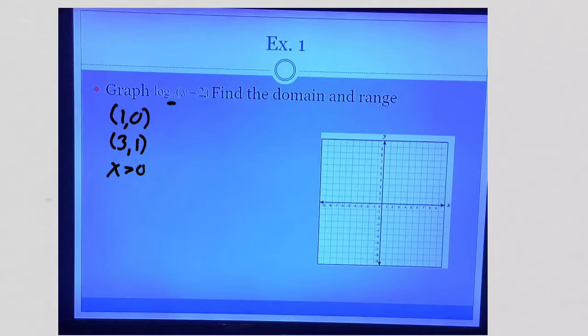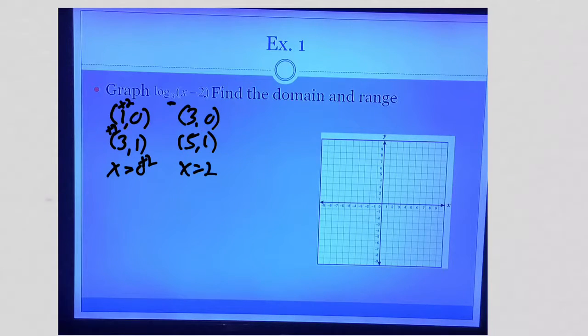So if you remember, because it's inside the parentheses with the x, it does affect the x value, and we have to do the opposite. So instead of subtracting 2, we're going to add 2 to each of the x values in the coordinates. And this time, my asymptote is an x value. So we end up with the coordinate 3, 0, 5, 1, and x equals 2.